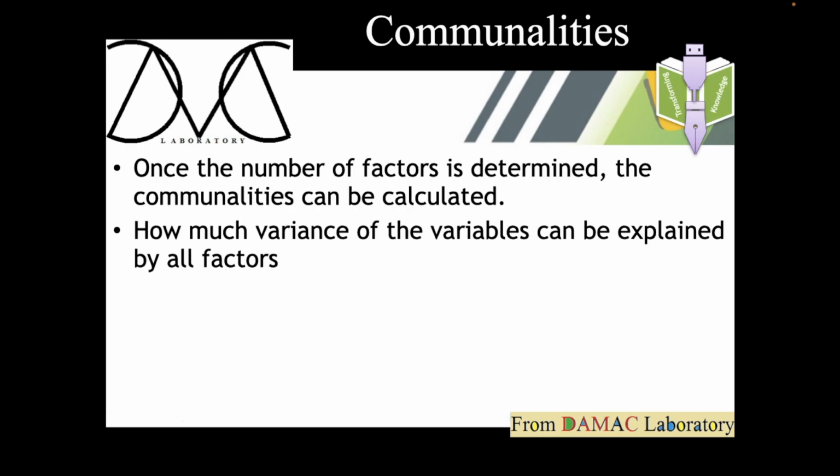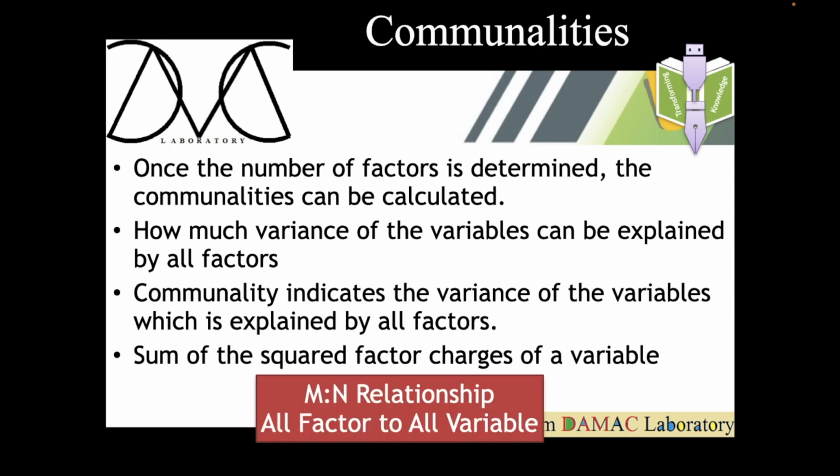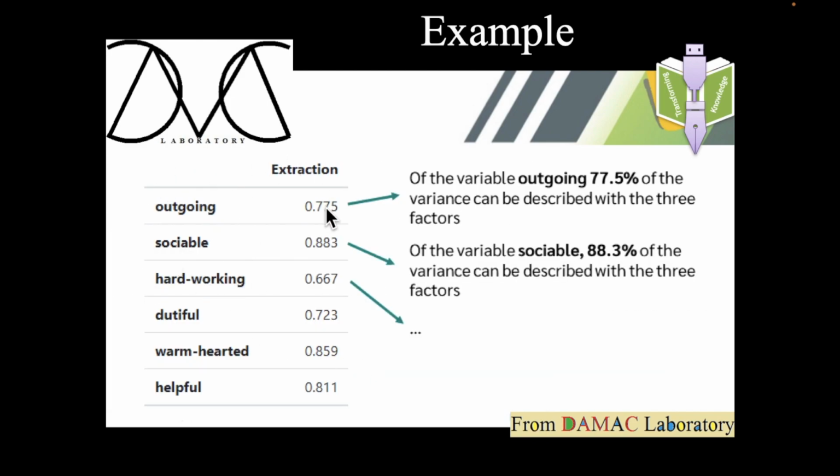Next is the communalities. Once the number of factors is determined, the communalities can be calculated: how much variance of the variables can be explained by all factors. So that means m-to-n relationships are there. How much of the total variance of all the variables can be explained by all the factors, right? So an m-to-n relationship for all the factors to all the variables is there. And the communality matrix for the same example looks like this.